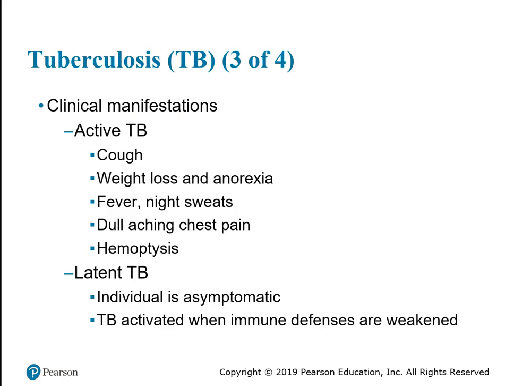Okay, so in terms of clinical manifestations, if you talk about active TB, latent TB means that you have the bacteria there, but there are actually no symptoms and really no tissue damage that has occurred yet. But if you're talking about active TB: cough, weight loss, fever, night sweats, dull aching chest pain, coughing up blood. Again, if you're latent, you don't have symptoms. However, there's some trigger. Maybe your immune system becomes weakened and then you end up with the symptoms and the full-blown active TB. Maybe there's some other virus that you're exposed to or some other environmental factor that will trigger that active TB.